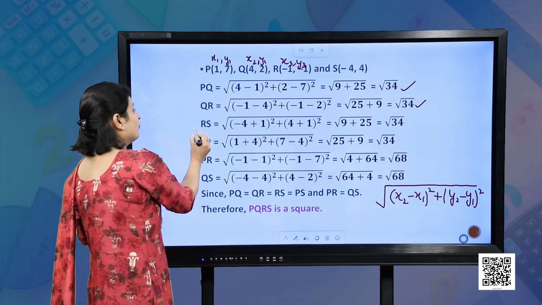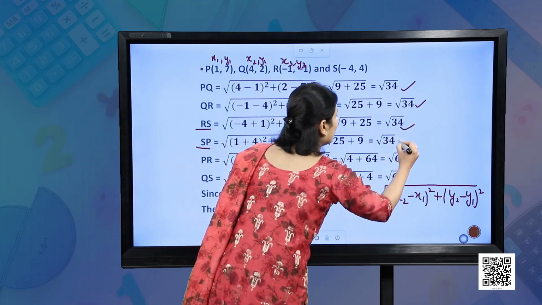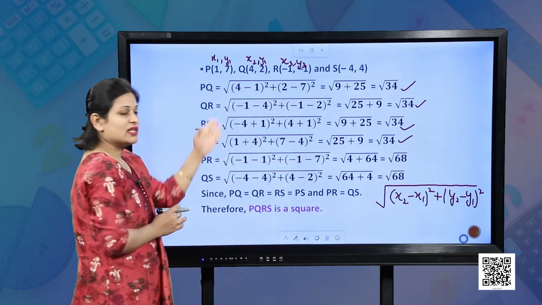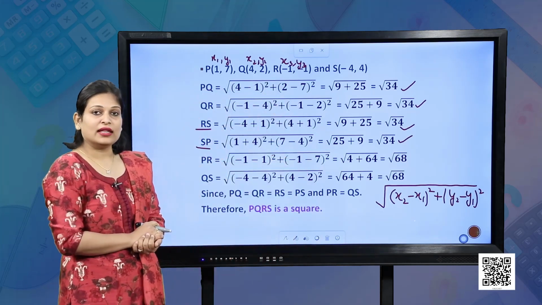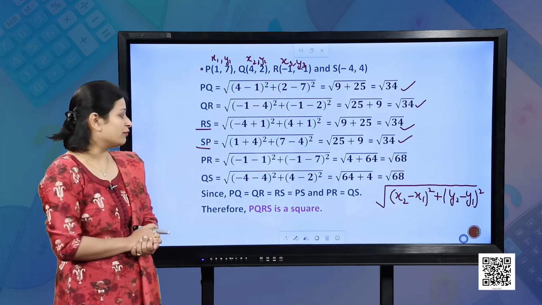Similarly, when you solve for RS and SP, you will get square root of 34. So, all sides are equal because the length of all the sides is coming as root 34.